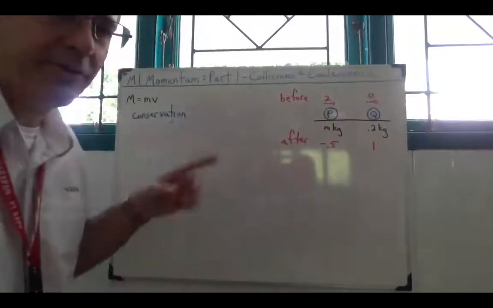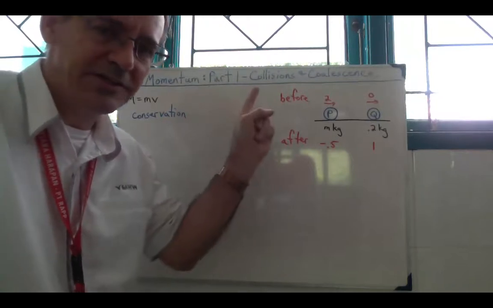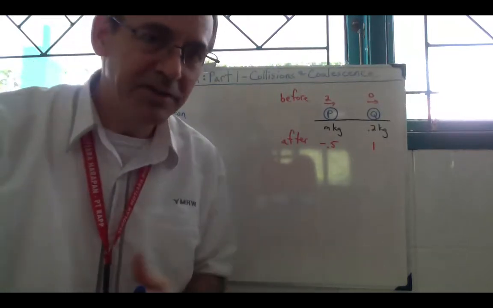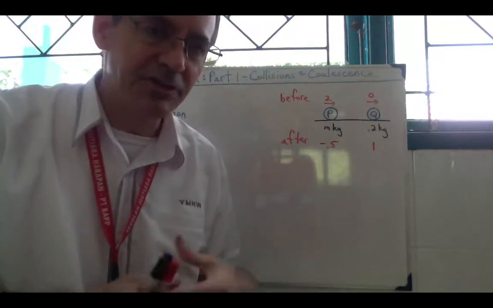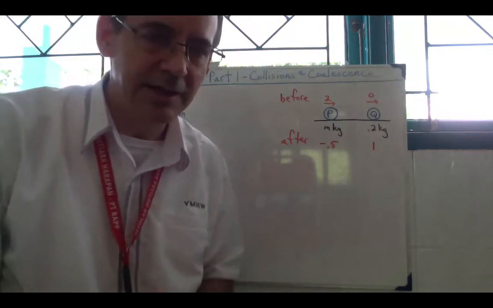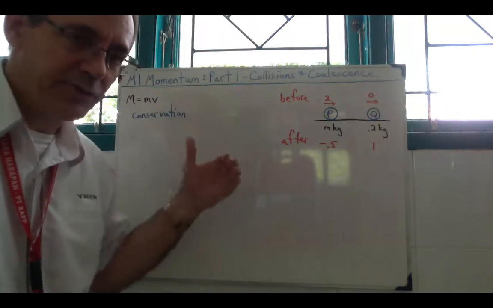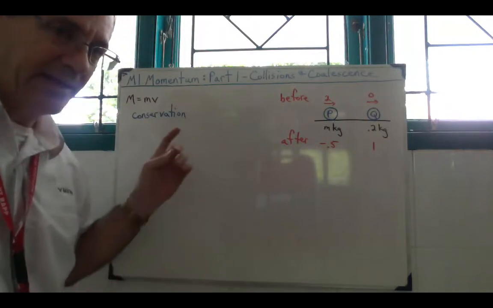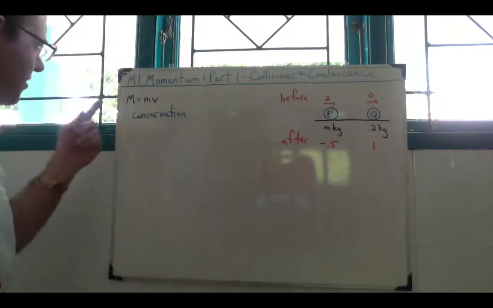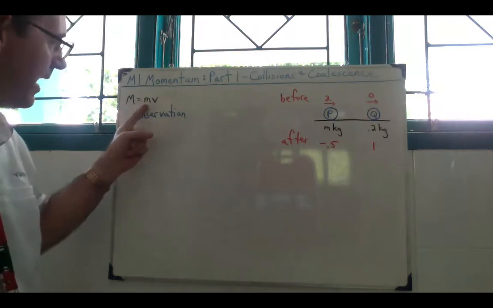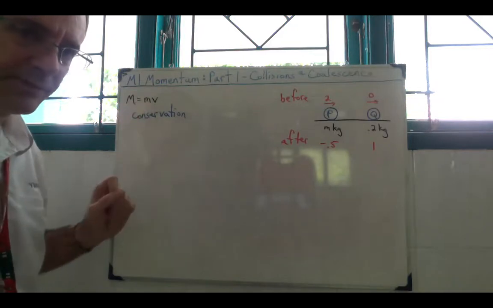Today we would like to cover mechanics, momentum, part 1, collisions and coalescence. Now momentum is a new unit in the Cambridge Mechanics syllabus, starting with the new syllabus of 2020. So this might be new to some of you if you're teaching the Cambridge. And there's only one formula that we really need to keep track of. That's momentum equals mass times velocity.